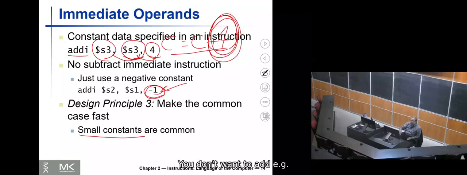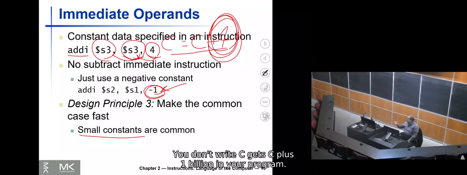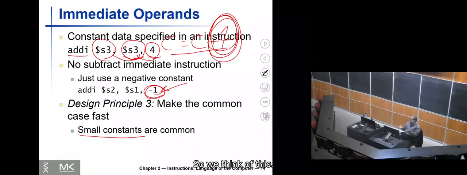You don't want to add, for example, 1 billion to something. You usually add 1, 2, 3, 4 for your loops, for your offset. In your program, for C, it gets C plus 4. You don't write C gets C plus 1 billion in your program. I don't think so. But you use smaller constants, and it's common, so we think of this. What else could you say? Okay, the small constants are common, but why don't we put, let's say, 24 bits here? Why 16 bits?